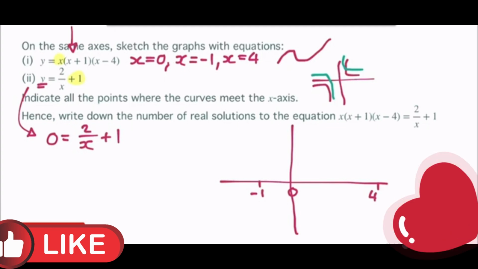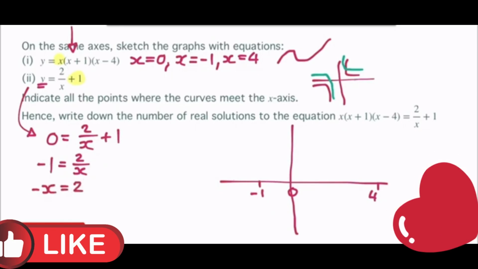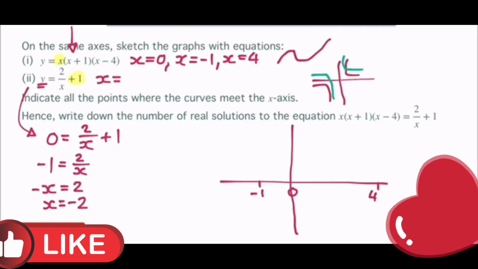It looks like it should be nice and quick, but we have to minus 1 from both sides. So we get minus 1 is equal to 2 over x. Multiply both sides by x, so we get negative 1x equals 2, and then divide by negative 1, and we get x equals negative 2. There we go. So we know it's going to cross over at x equals negative 2, and I'm going to write that down up there, x equals minus 2.